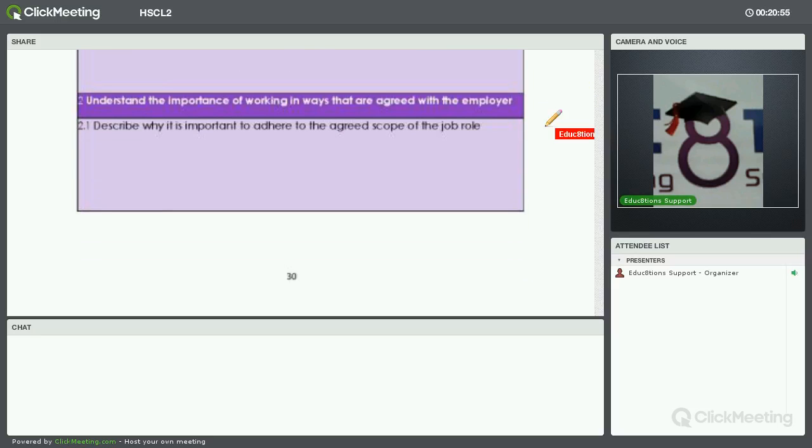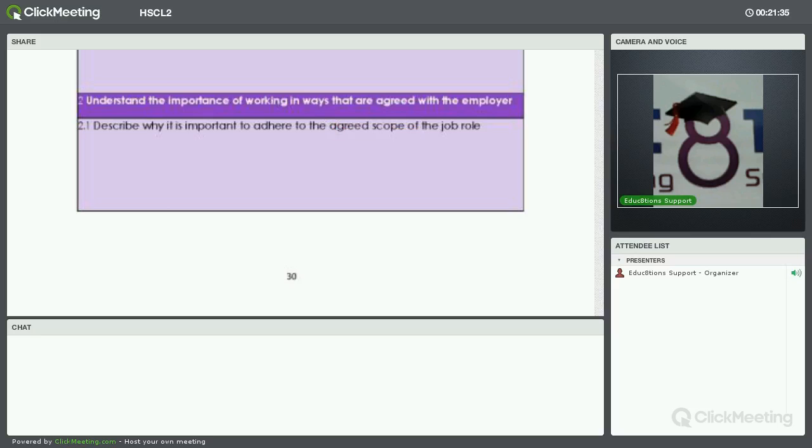So learning outcome number 2 is to understand the importance of working in ways that are agreed with the employer. So 2.1. Describe why it is important to adhere to the agreed scope of the job role. Okay, so we've got a few funny words in here really. So basically what it's asking for is to describe why it is important to adhere, which is to do what you're being asked of by your management in your job role.